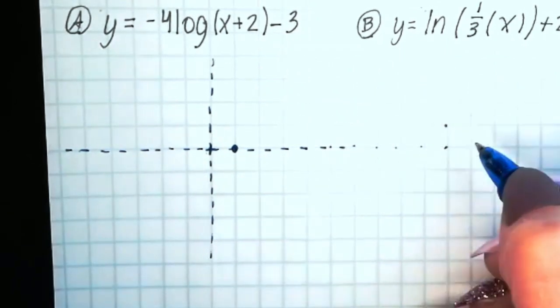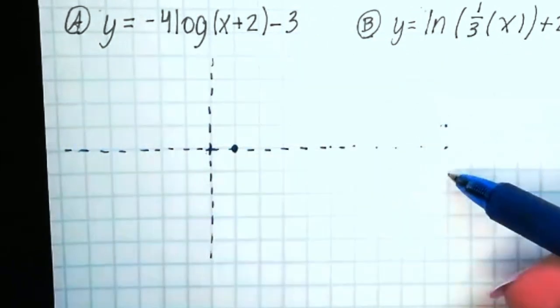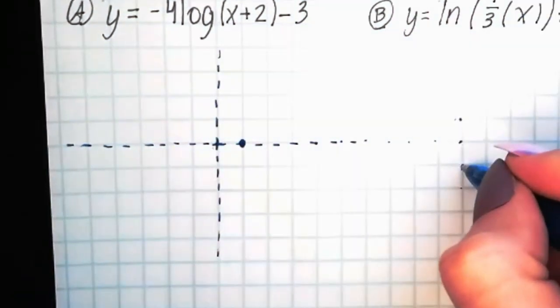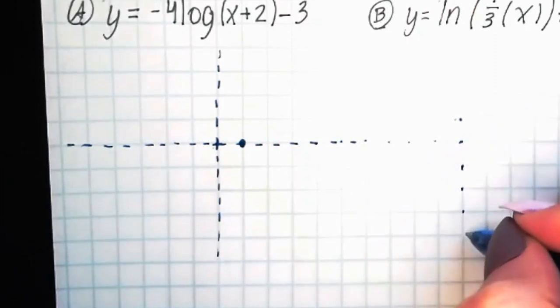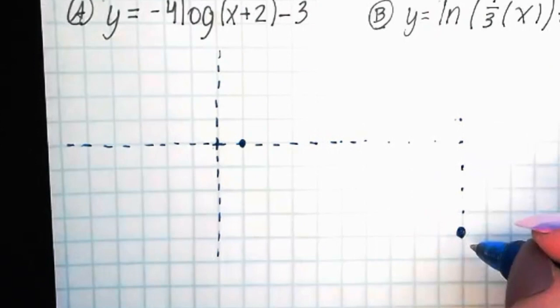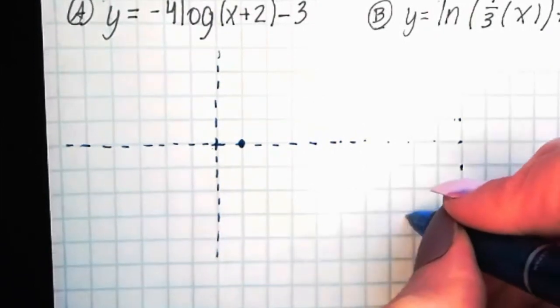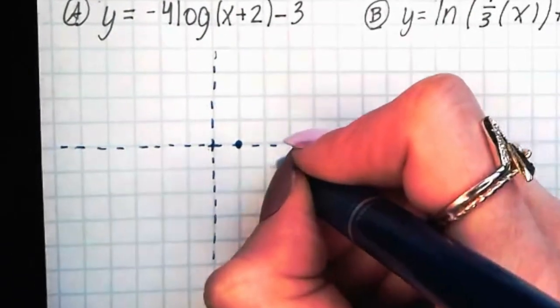Now normally I would go up 1. The negative was a vertical reflection, and the 4 was a vertical stretch. So instead of going up 1, I'm going to go down 4 units. Really, these 2 points are all you need to draw your logarithmic function.